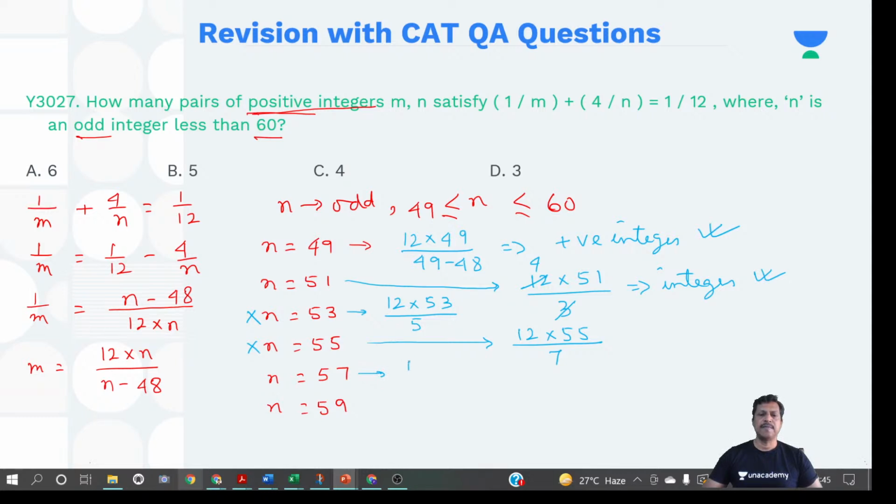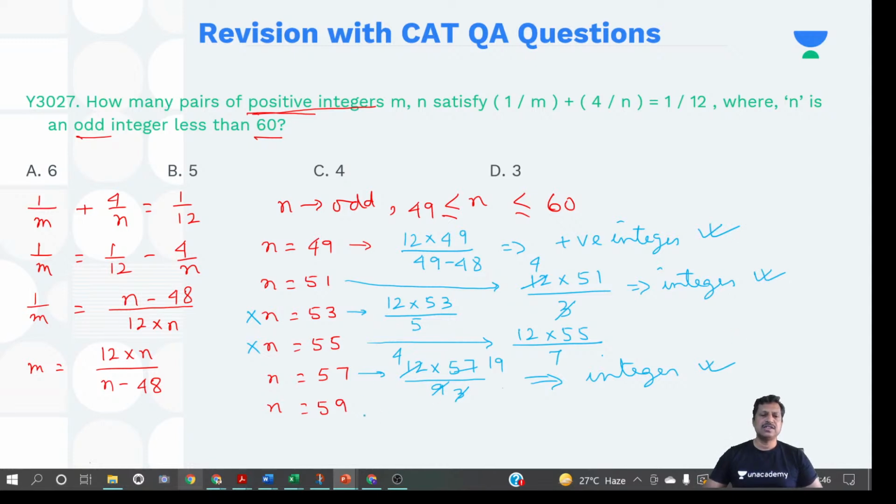Then you come to this. 12 into n, n is 57 divided by 57 minus 48. So 57 minus 48 is 9. Okay. So if it is 9, is it exactly divisible? Yes. If I divide, I'll get 3 over here, and this comes out to be 4. If I divide 3, it will be 19. So this gives you an integer. The denominator is not 0, so it is an integer. Right. So I have got 3 cases over here.